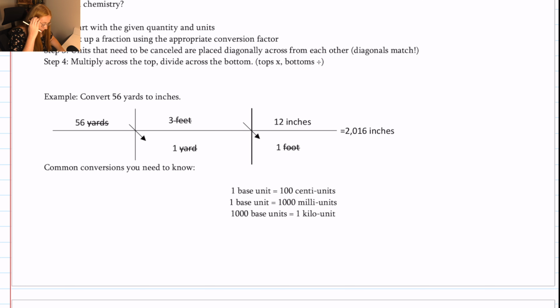So once you get everything set up, like I said, the tops, you'd multiply all the top numbers, divide by all the numbers on the bottom. So for this one, we do 56 times 3 times 12, and then we divide by 1 and divide by 1, which dividing by 1 is not necessary, but you can type it into your calculator if it makes you feel better. Okay, you should end with the last unit written. So in this example, it would be inches. Inches doesn't have a counterpart diagonal from it, so it hasn't been canceled, so that would be the ending unit. So you have 2016 inches for that problem.